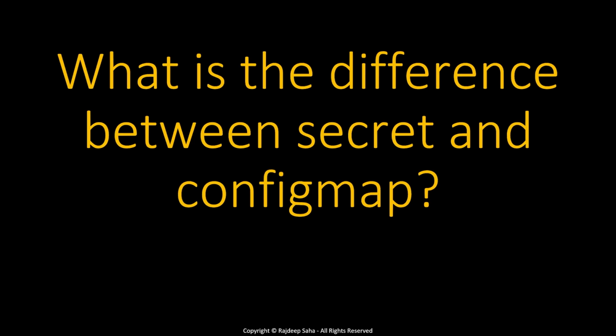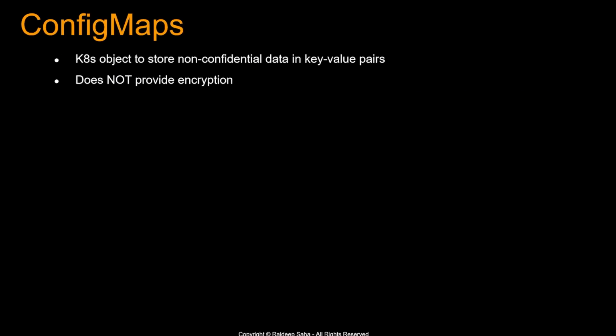Next question, what is the difference between a secret and a config map? A config map is a Kubernetes object to store non-confidential data in key-value pairs. It does not provide encryption. If you are familiar with Lambda, this is very similar to environment variables in Lambda.